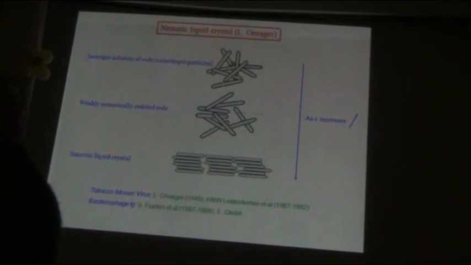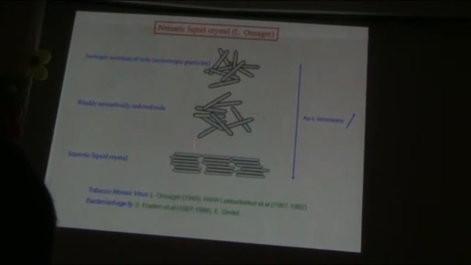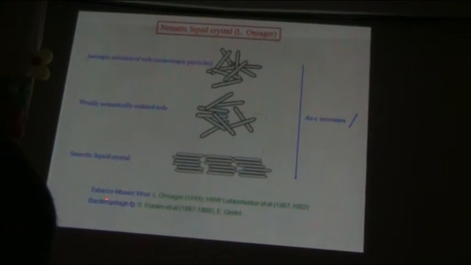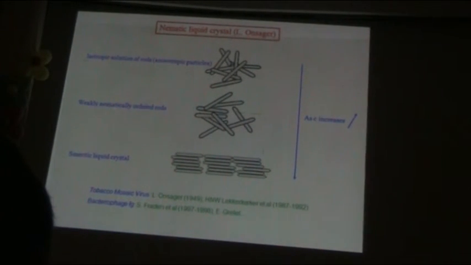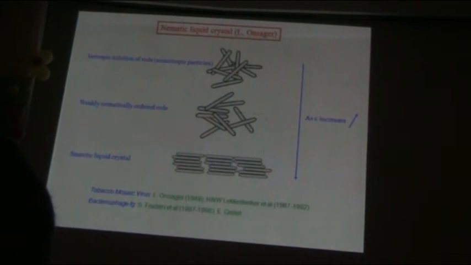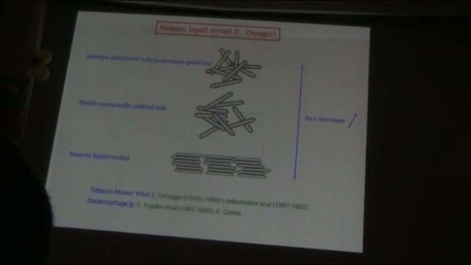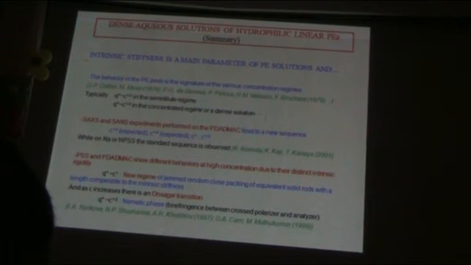Onsager predicted that in 1949. And it has been observed with the tobacco mosaic virus by Kyiv, and also with some bacteriophages by Fraden and Grelet, and also with some short DNA. Okay? And what happens when you consider long polyelectrolytes, but with some local stiffness? That is my problem. So I give you a summary of that, because I'm not sure that I can go until the end.